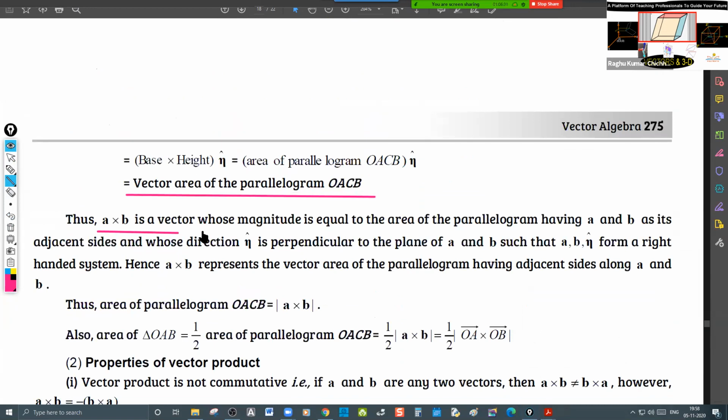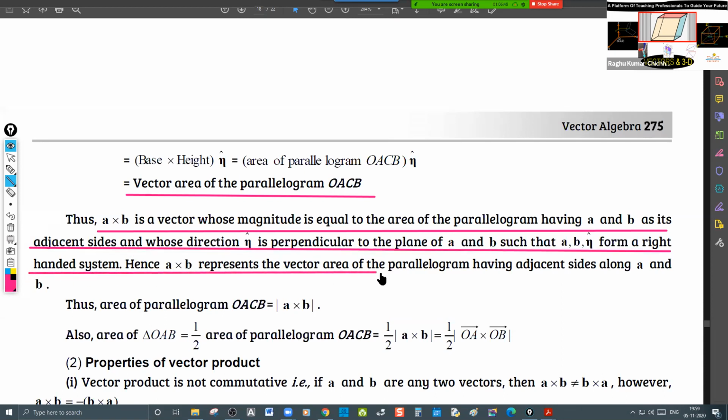Thus, A bar cross B bar is a vector whose magnitude is equal to the area of the parallelogram having A bar and B bar as its adjacent sides, and whose direction n cap is perpendicular to the plane of A bar and B bar, such that A bar, B bar, n cap form a right-handed system. This is what you have to understand. A cross B represents the vector area of the parallelogram having adjacent sides along A bar and B bar.